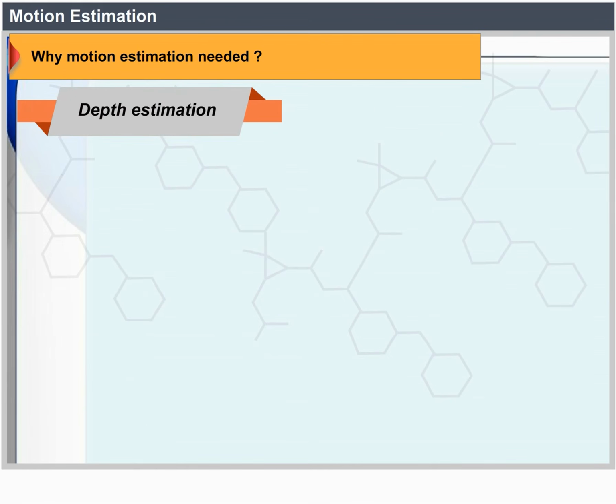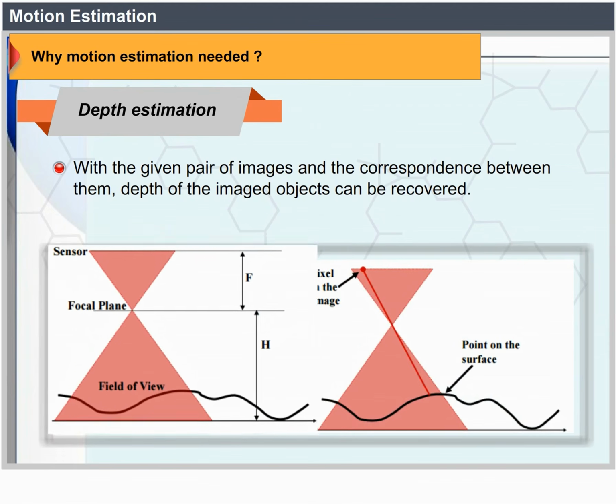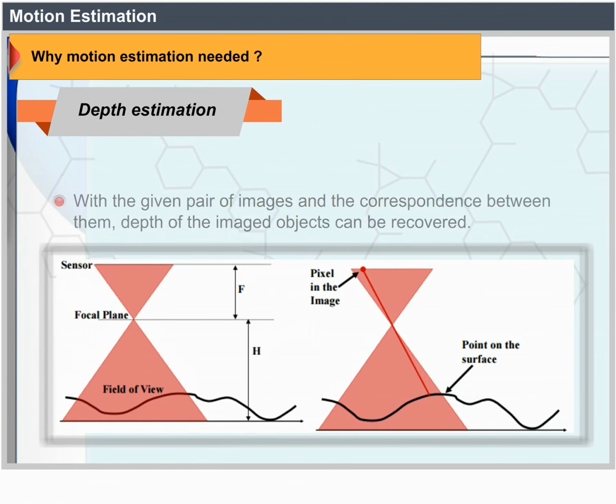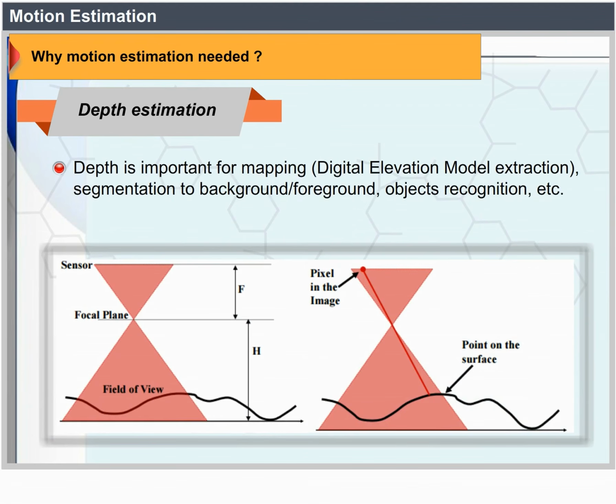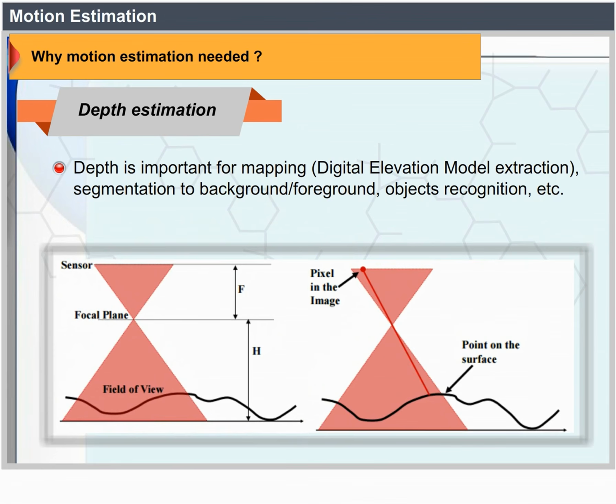Depth estimation. Given a pair of images and the correspondence between them, the depth of the imaged objects can be recovered. Depth is important for mapping, digital elevation model extraction, segmentation into background and foreground, object recognition, etc. A representation of depth estimation can now be seen on the screen.